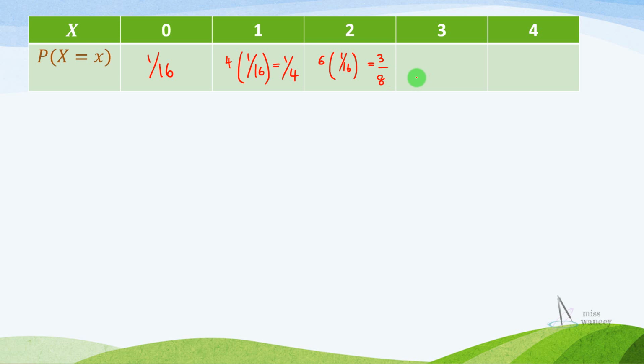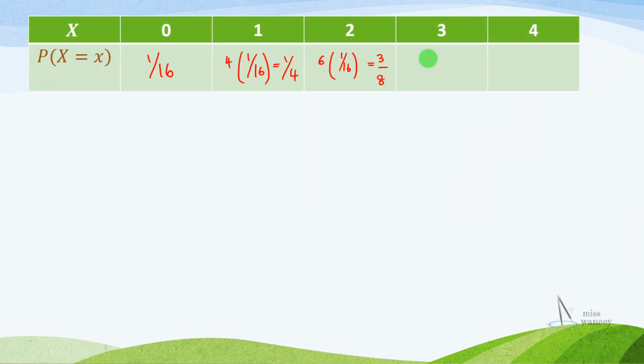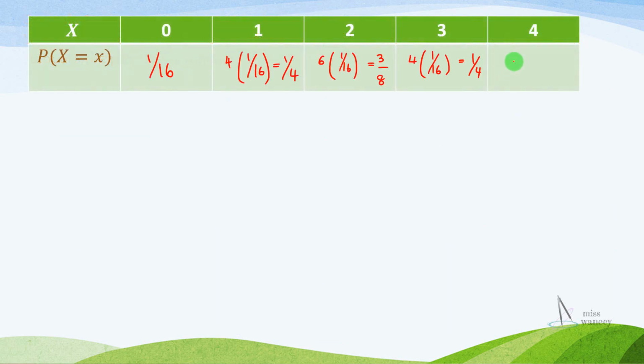Okay, so now for X equal to 3, we have 1, 2, 3, 4, and that's all, 4. So that means this one is 4 multiplied with 1 over 16, so this is 1 over 4 as well. Now for X equal to 4, we only have one of them over here, so this is simply 1 over 16.